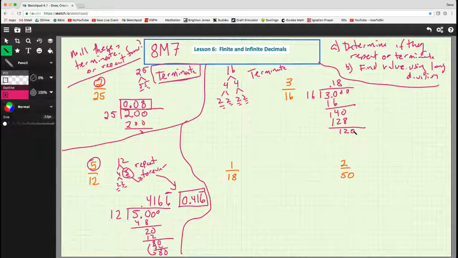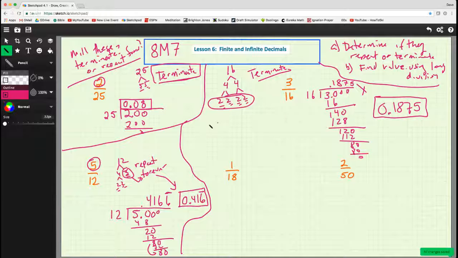And we get 7. 7 times 16 is, let's see, 112. That's 80. And we get 5. 5 times 16 is 80. And we get 0. So our answer is 0.1875. We had to do some division. We had to do a lot of division and multiplying, but we figured out that this does finally terminate, as we predicted from our prime factorization.